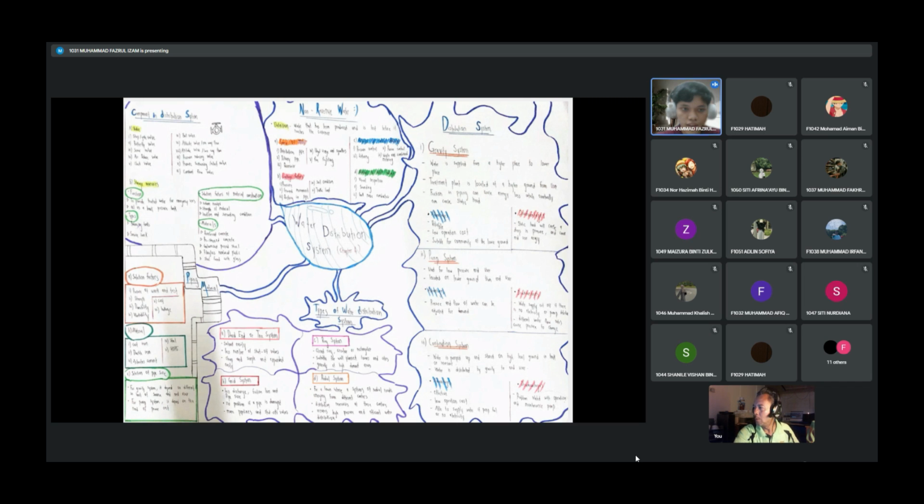And then we move on to the next subtopic, which is the components in the distribution system. Firstly, we will take a look at the valve, where there are 11 types of valve. And some examples of the valve are butterfly valve, stop or gate valve, and cover valve, and so on.